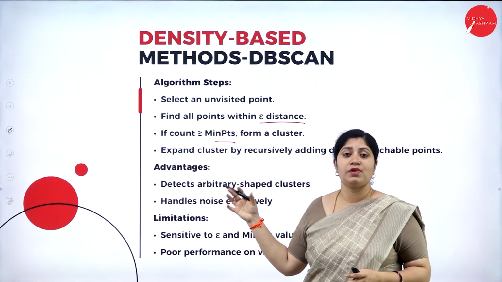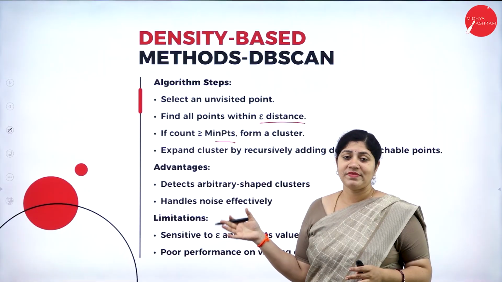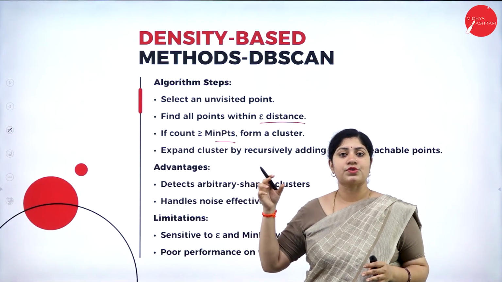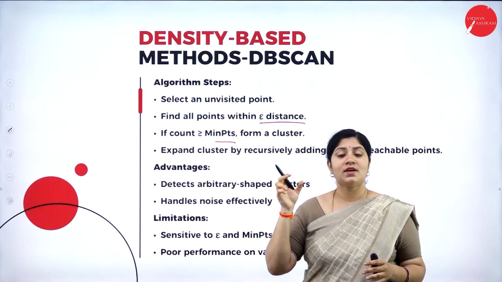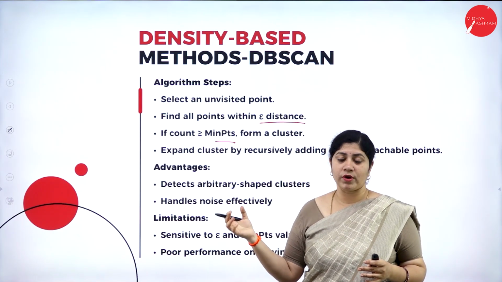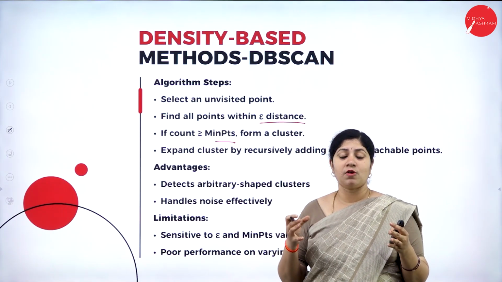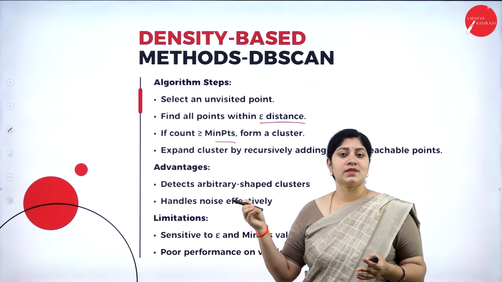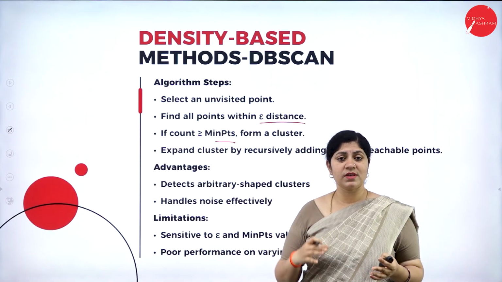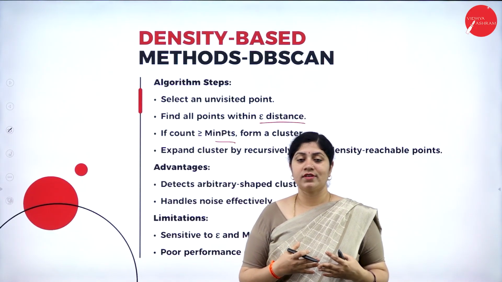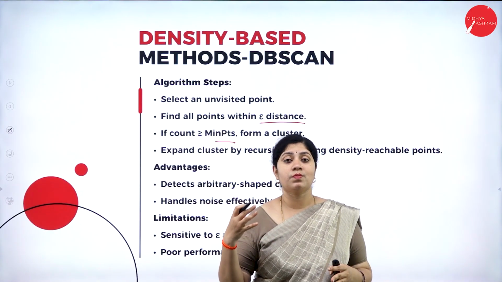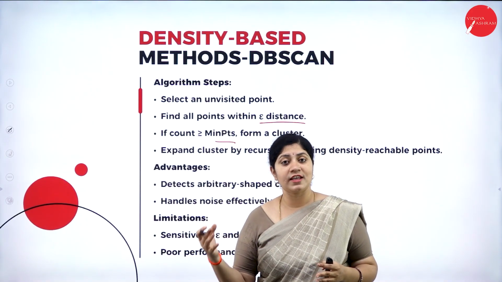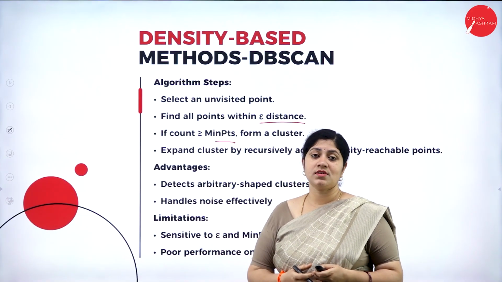So these are very important advantages. Up next, let's move with the disadvantage. Thus, we know that the values that we consider are epsilon as well as minimum points. As the complete algorithm is dependent on it, we can say that DBSCAN is sensitive to epsilon as well as minimum points in the cluster, and the performance also varies. So it gives a poor performance on varying densities. So this is the disadvantage.